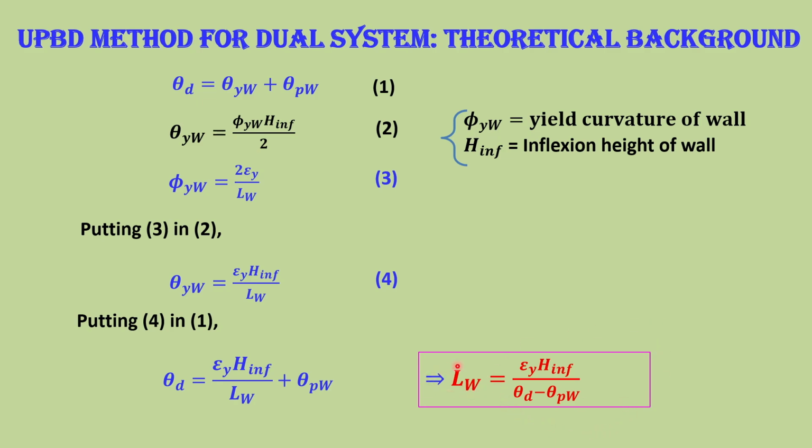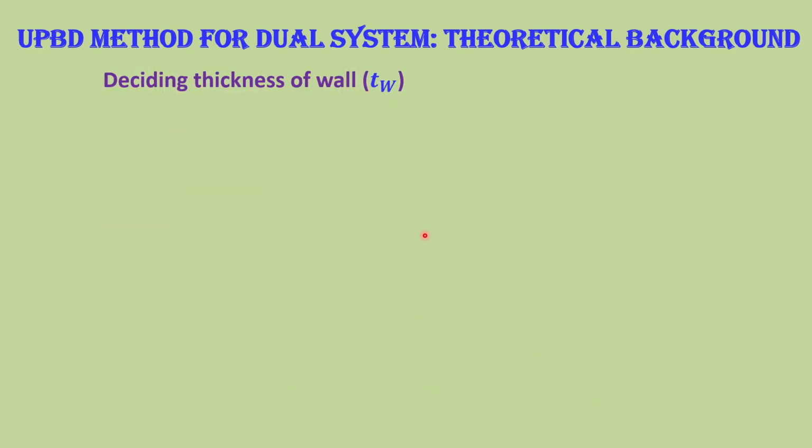Now this is the length of the wall, the horizontal length of the wall, which will be giving you a building which will satisfy the drift theta d and satisfy the performance level corresponding to the value of theta pw you have chosen from the standard documents. Now how to get the thickness of the wall? Let the thickness of the wall be Tw.